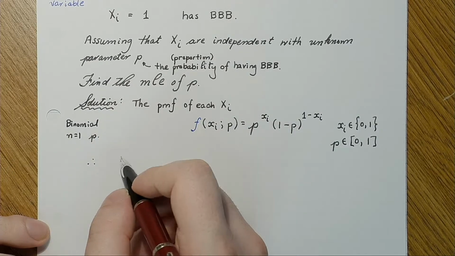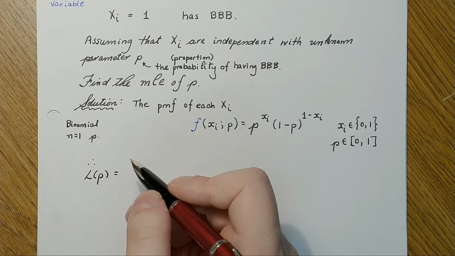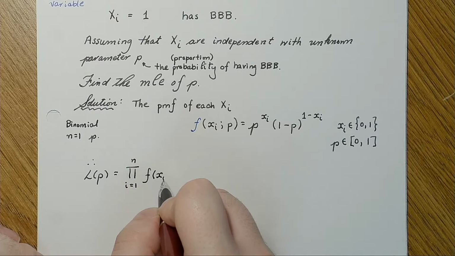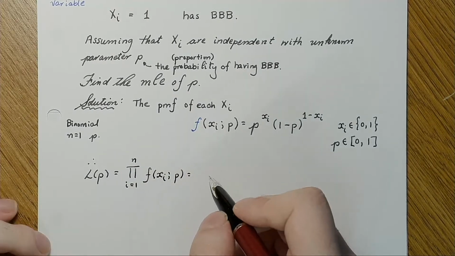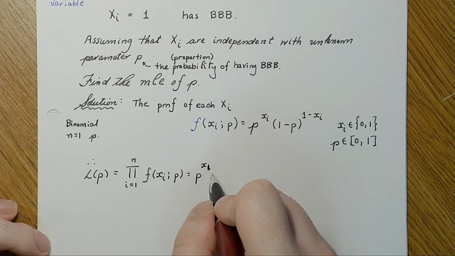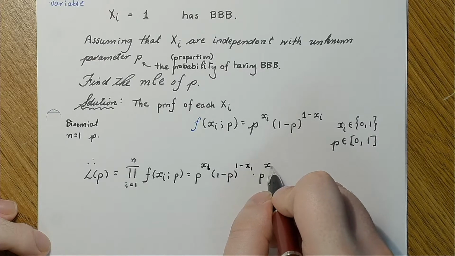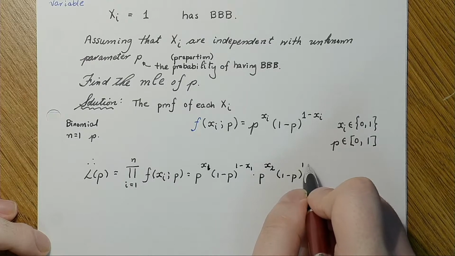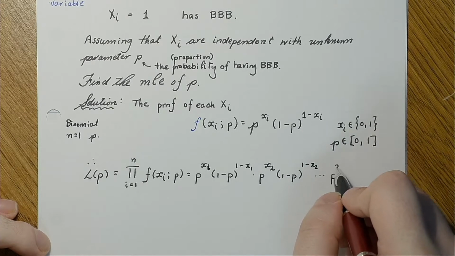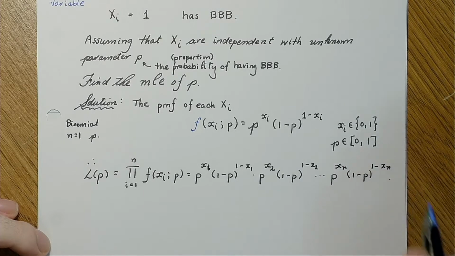So, therefore, the likelihood function, so we have our L of the estimator, we have p to the x1, 1 minus p to the 1 minus x1, times p to the x2, 1 minus p to the 1 minus x2, dot, dot, dot, all the way to p to the xn, 1 minus p to the 1 minus xn. Okay.